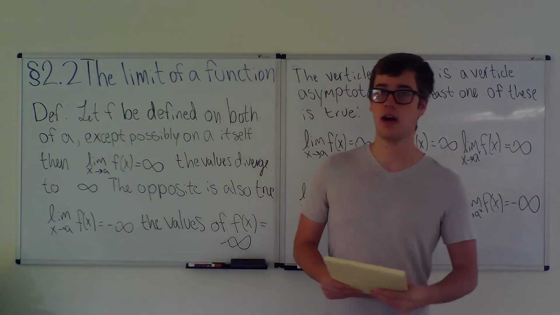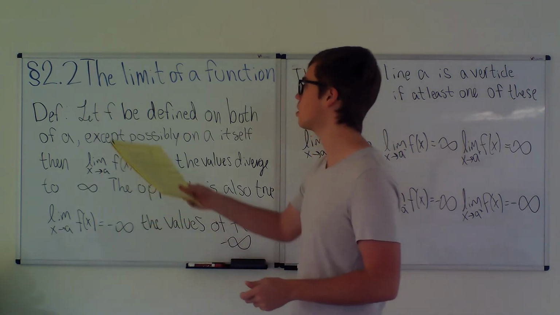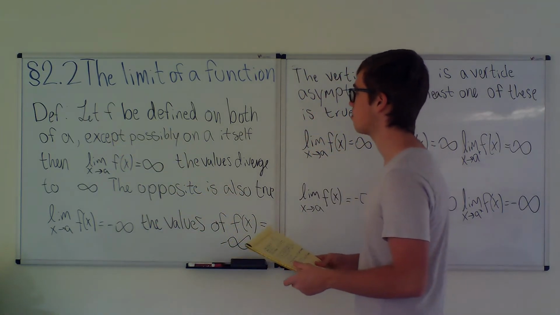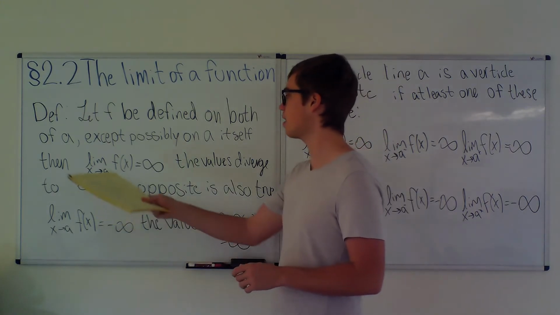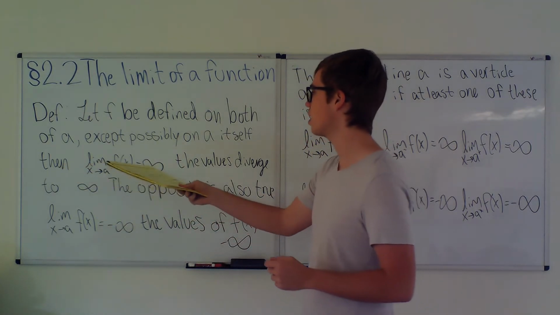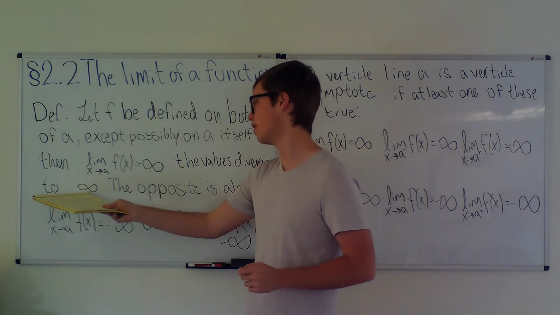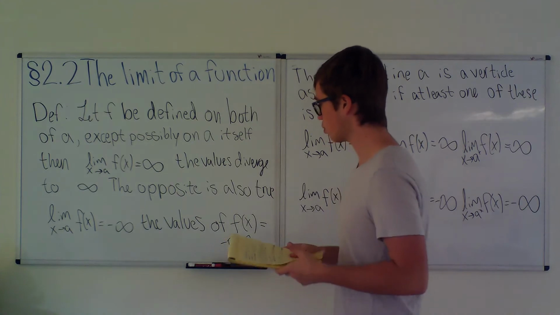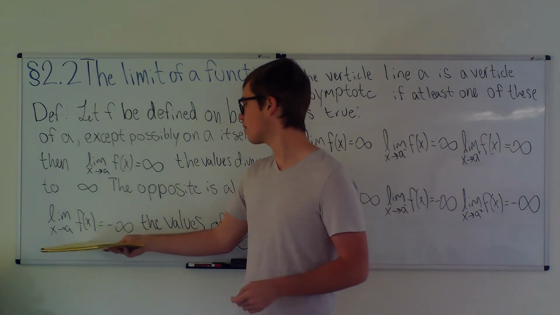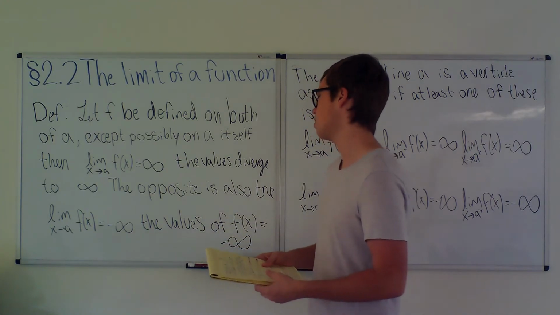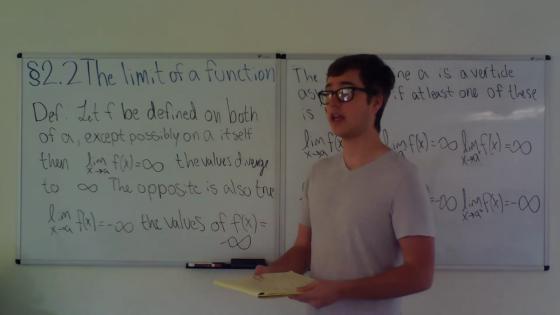Alright, now on to the definition of infinite limits. Let f be defined on both sides of a, except possibly on a itself. Then the limit as x approaches a of f of x equals infinity means the values diverge to infinity. The opposite is also true, where the limit as x approaches a of f of x equals negative infinity. This means the values of f of x diverge to negative infinity.